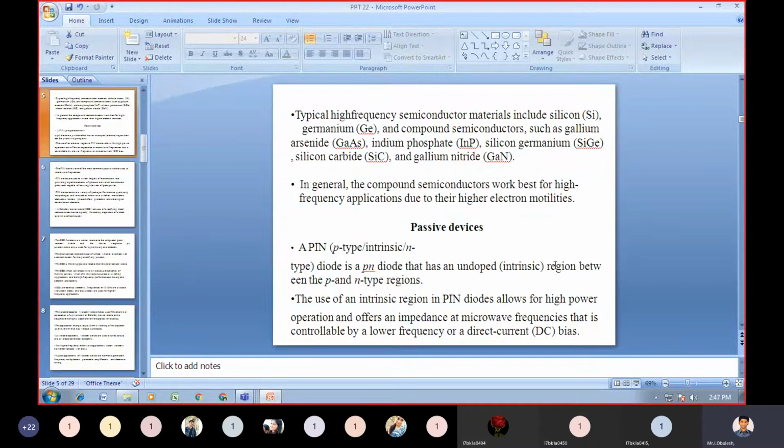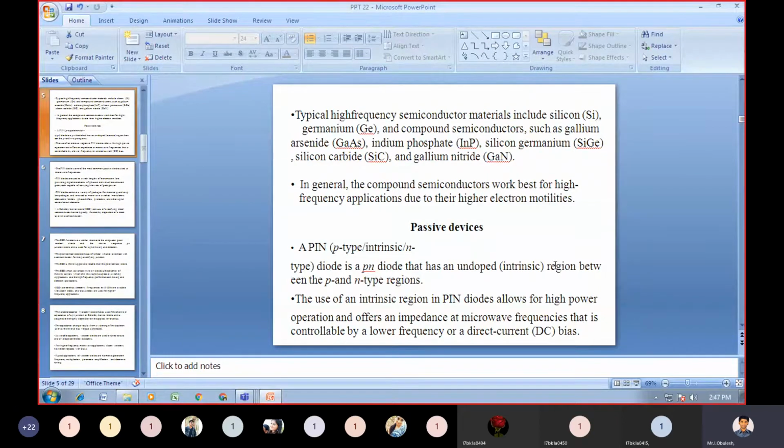Coming to passive devices. The best example for passive devices is a PIN diode. PIN means P type, intrinsic, or N type. This PIN diode is a PN diode that has an undoped region between the P and N type regions. So between these two regions, no need to do doping, which means the region between the P and N regions is undoped.